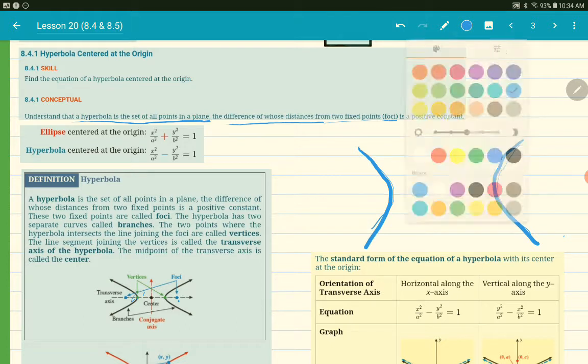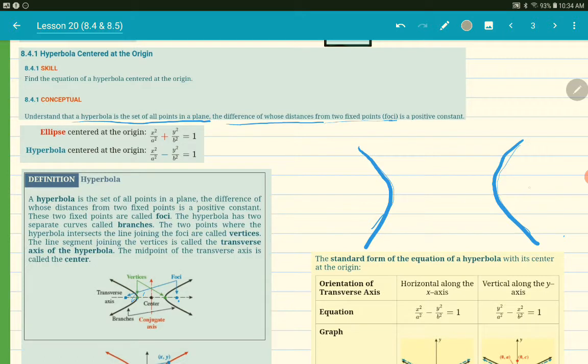So my foci, remember this isn't part of the graph, so I'll do it in gray. There's a focus here and a focus here, just like a parabola has a focus that it hugs. The difference between this length A and B is constant no matter where you are on the hyperbola. So all those differences would be the same. A minus B is constant for any point on the hyperbola.